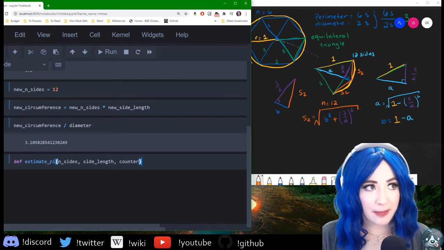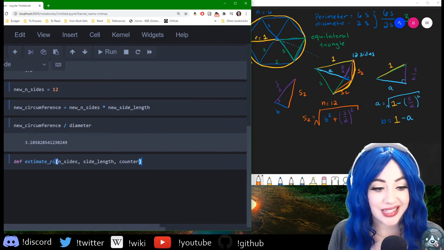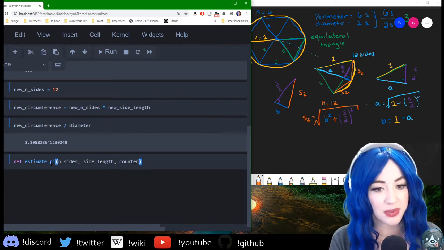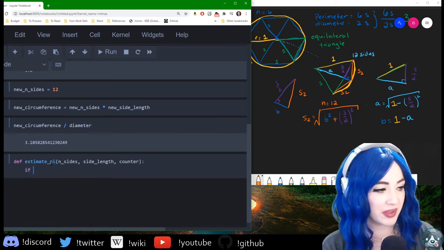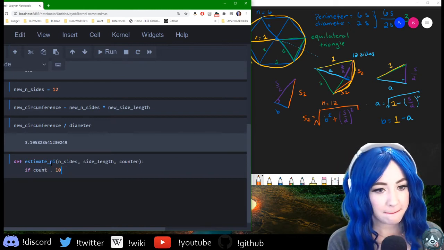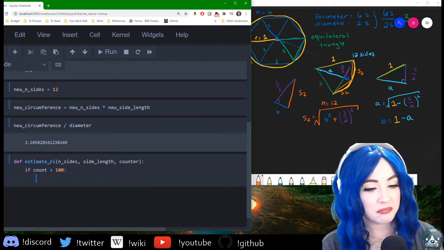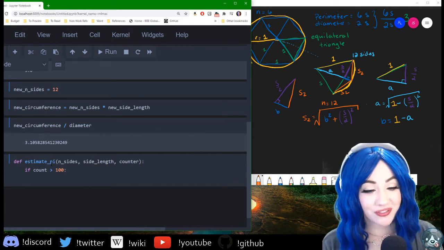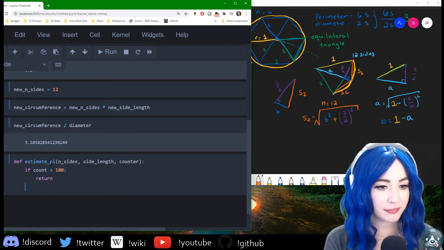And this is because, think about it, as we continue and make shapes with more and more sides, guess what? Once we have infinite sides, we get a circle. Do you want to sit here as we do this into infinity? No, I don't either. So the counter is going to be our way of checking out. If we have estimated 100 times, so that is doubling the number of sides 100 times, we're going to exit, okay? All right.